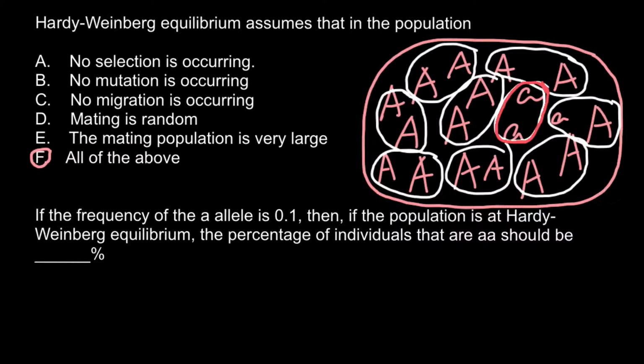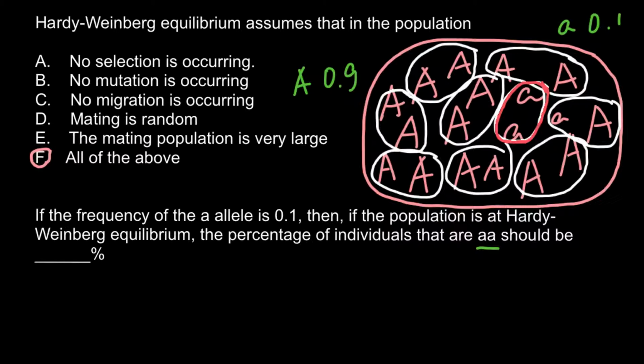So if we know that the frequency of the recessive allele a is 0.1, we instantly know that the frequency of the dominant allele A is 0.9, because we have only two variants of the alleles. So how do we find the frequency of the homozygous recessive variant? This is our question.